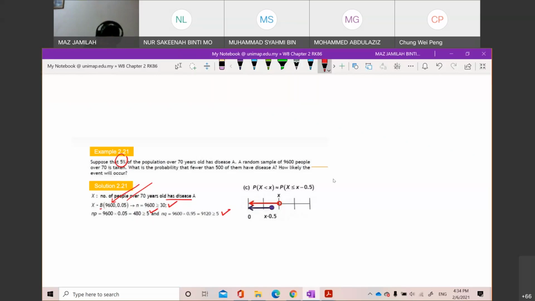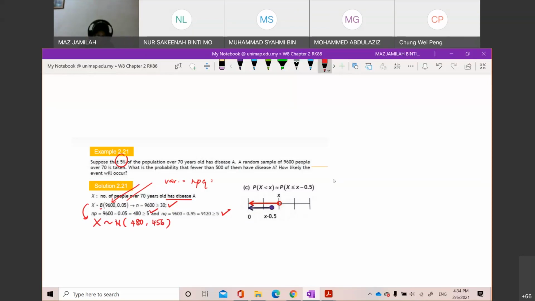So when we approximate to normal, X is distributed normal with the mean np, that would be 480, and the variance would be npq. So npq is the variance, and npq is given by 456. Okay, now what is the question?